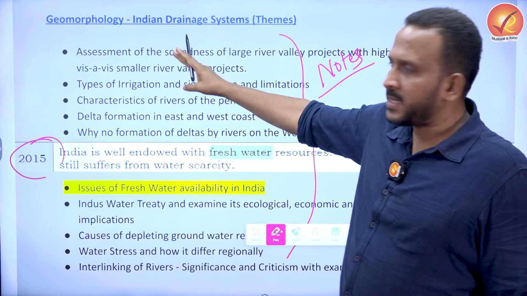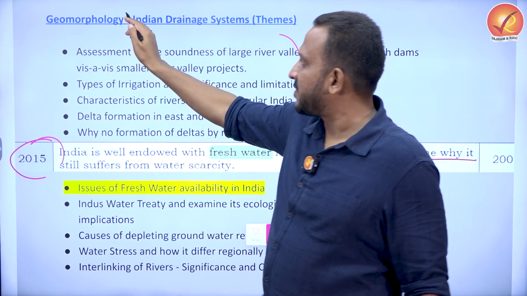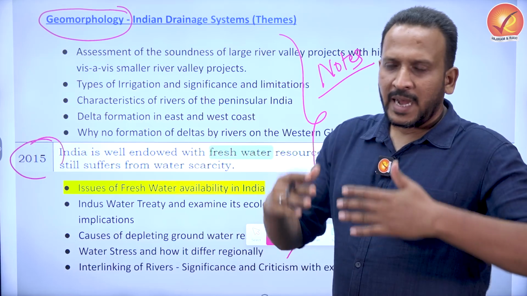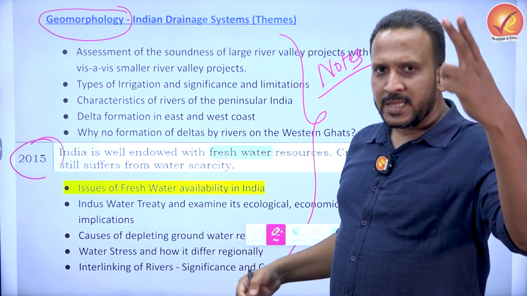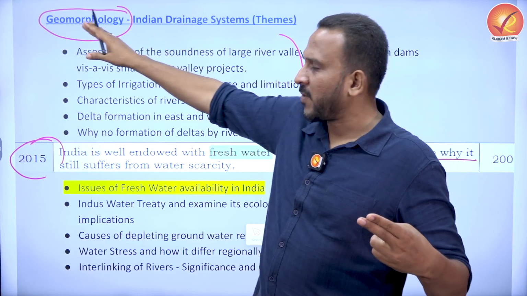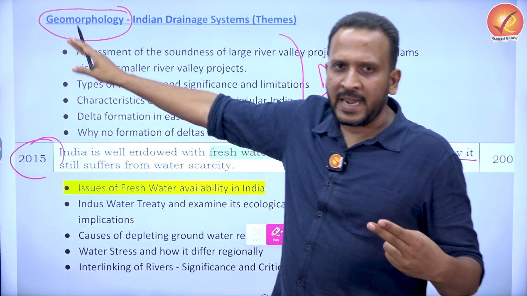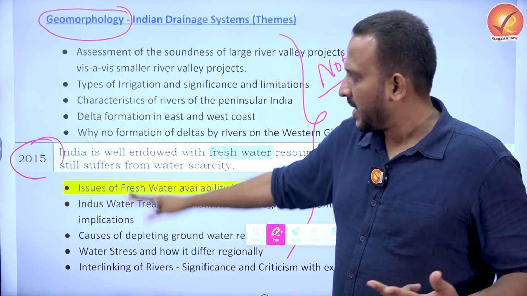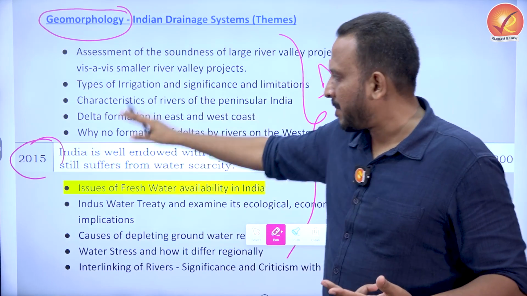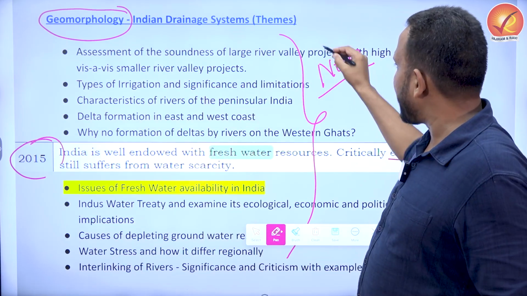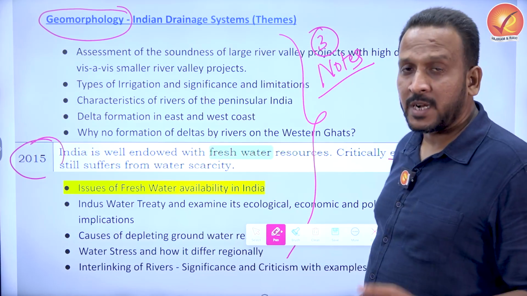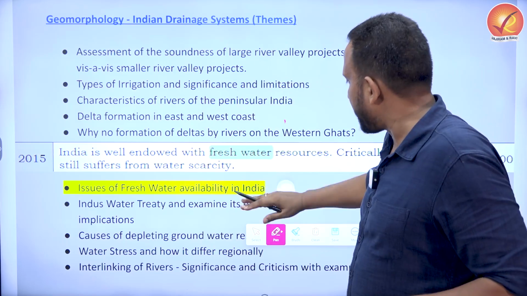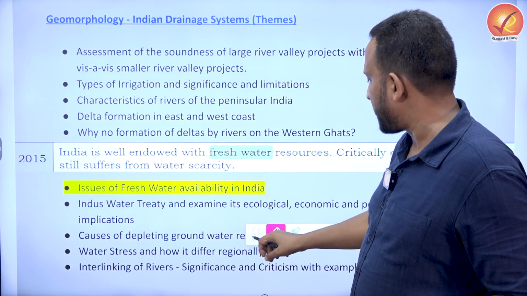When I was revising this topic from the mains perspective, geomorphology, what did I do? I hope you are able to link. I did basic reading. In the second phase, I picked up the geomorphology topic and I looked at the previous year's questions. I made the themes, right? And after making the list of these themes, I made the notes. Third phase, third step. Now, look, let's see if we have any question from this area.